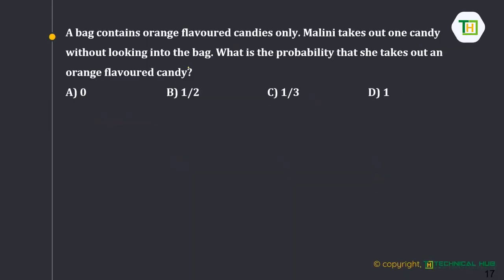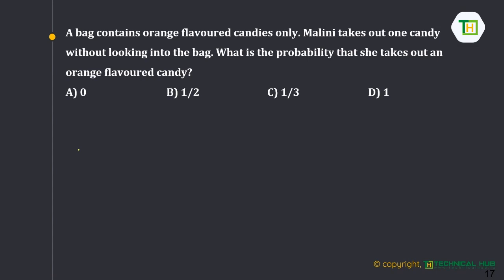Yes, last question for today. So what is given here? A bag contains orange flavored candies only. Malini takes out one candy without looking into the bag. So what is the probability that she takes out an orange candy? So what is your answer for this question?